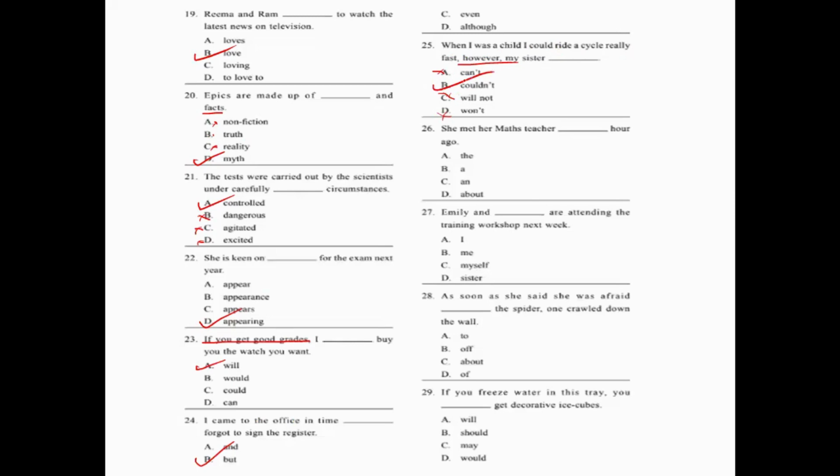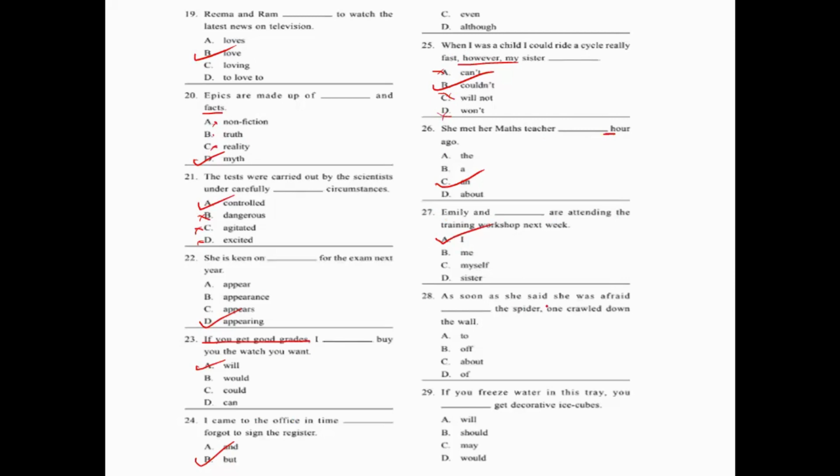She met her maths teacher dash hour ago. So here we have H as silent, so we have to use the article an. She met her maths teacher an hour ago. Next: Emily and dash are attending the training workshop next week. Here we have to use the personal pronoun I. Always remember that when we are including other members, always include yourself at the end and use the pronoun I, not me or myself. Emily and I are attending the training workshop next week. So option A is our correct answer.